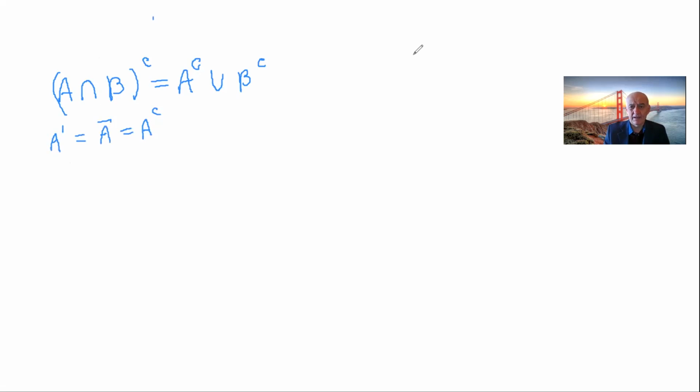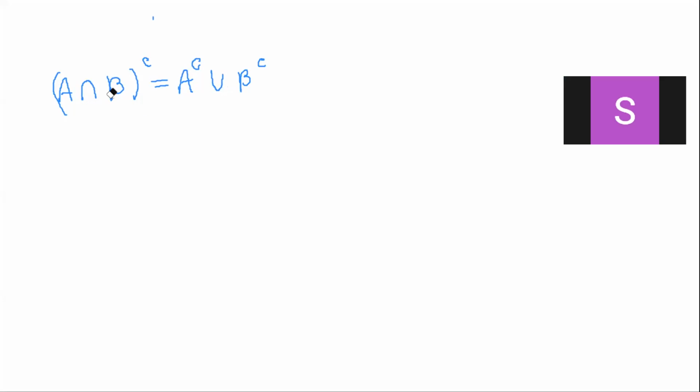Now, how can we prove that this is true? Do you remember any analog of this identity? It's De Morgan's law. Yes, it's an analog of De Morgan's rule, also called De Morgan's rule for sets.